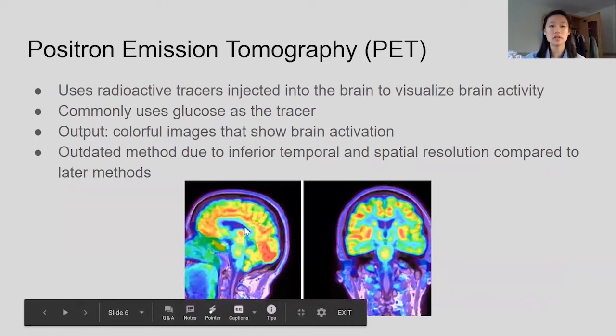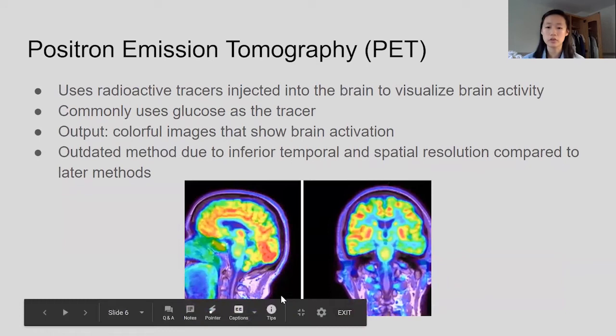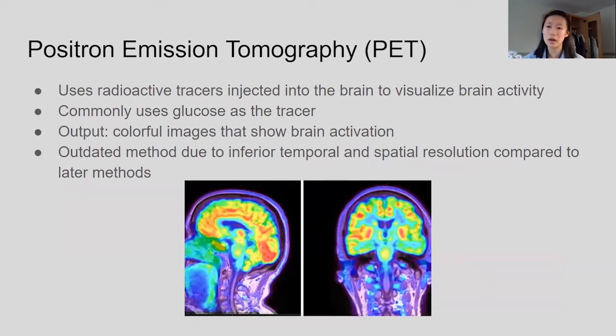So next we have the PET scan, as it's commonly known. This uses radioactive tracers injected into the brain to visualize brain activity. A commonly used tracer is glucose, and the output that you get is these very colorful images of the brain. That gives you a little bit more information about the area in which the activation is occurring. However, this method has become more outdated with the use of fMRI and MRI these days.